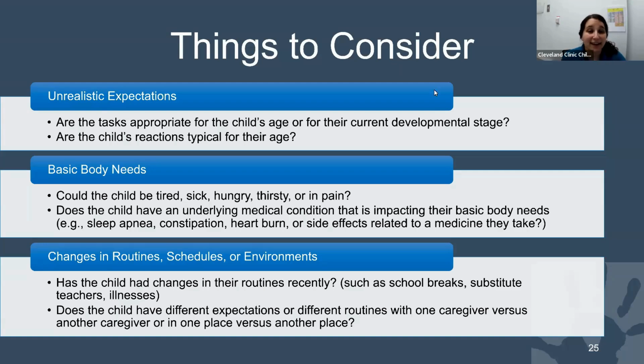Could it be that the child has expectations that are present in one place but not another? Like at school, maybe they're used to putting their coat away and hanging it up in their cubby. But maybe at home, they were just typically used to throwing it on the floor or on a bench. And all of a sudden, one day, mom says, all right, hang up your coat. And the child is like, what? What do you mean hang up my coat? That's not something I'm supposed to do here.